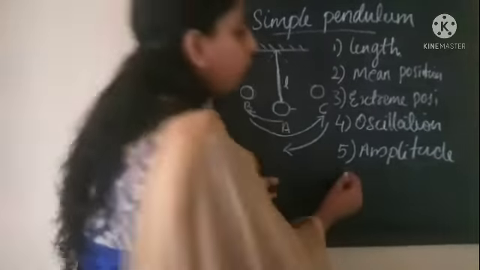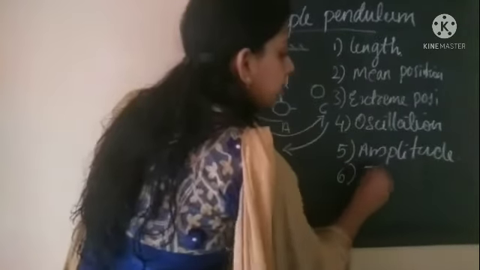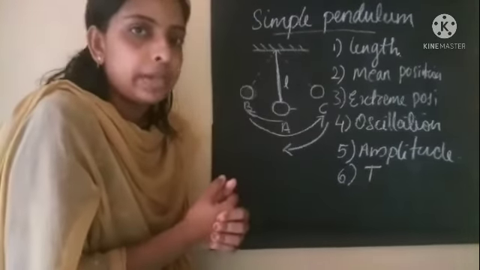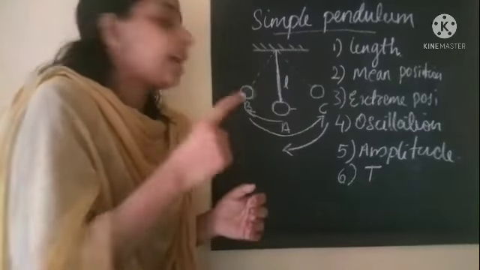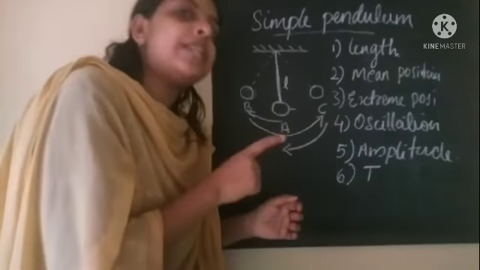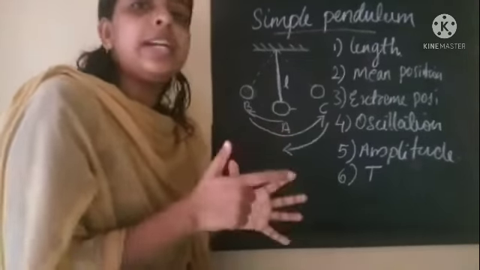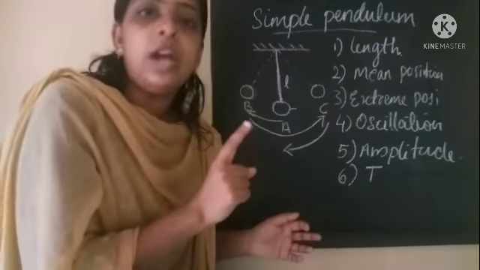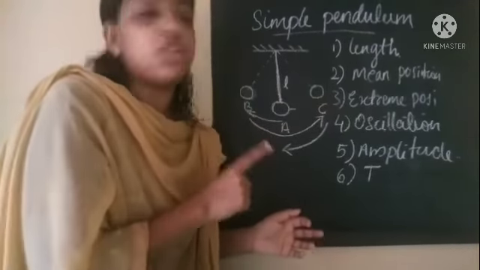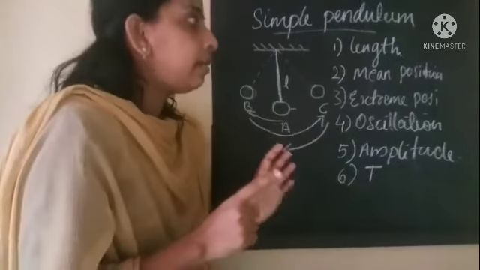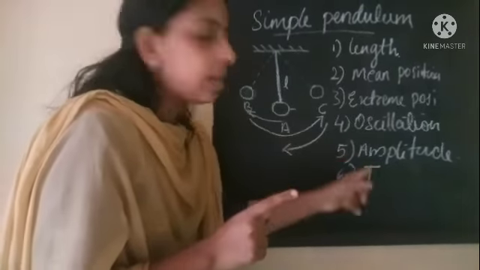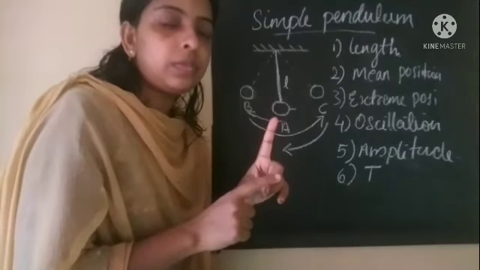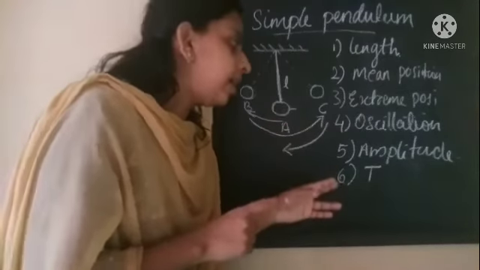Sixth point is time period. Time period is denoted by the capital letter T. Time period is the time for one oscillation. The time taken by the simple pendulum to complete one oscillation is considered as time period. So that is considered as time period.